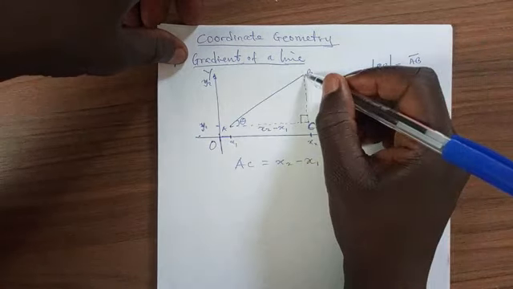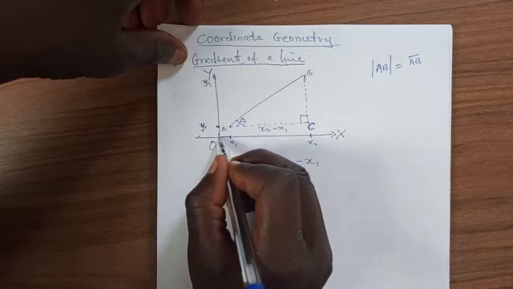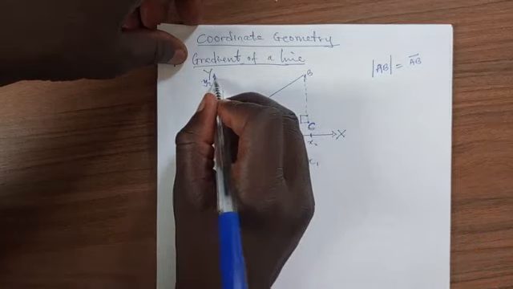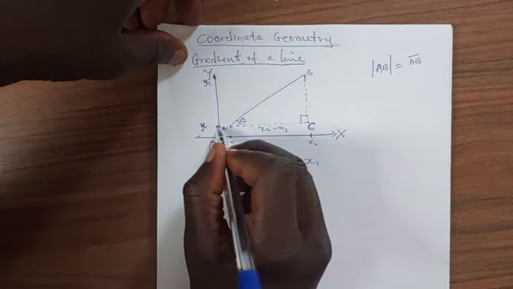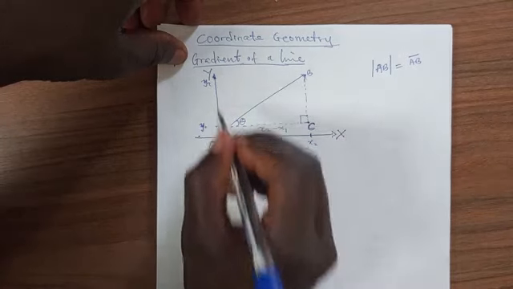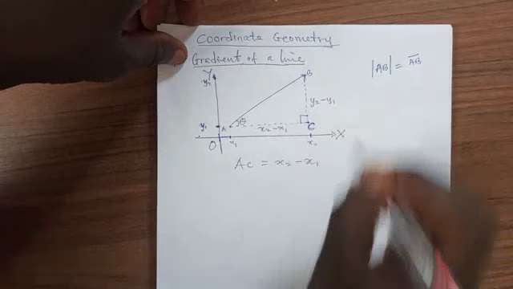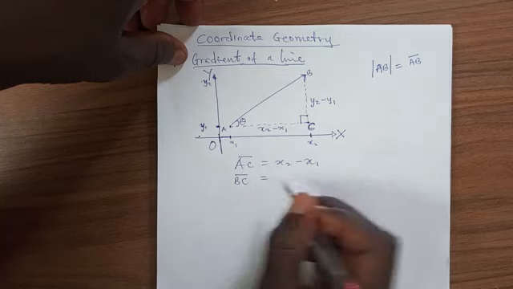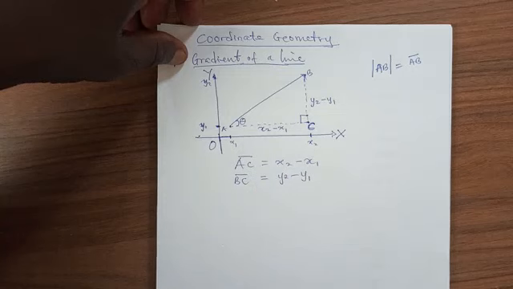Going to the opposite side of the triangle, here is y1. From 0 up to this place is y1, up to this point is y2. So if we want to get the exact value of this height, line BC, we say y2 minus y1. Therefore, line BC is equal to y2 minus y1.